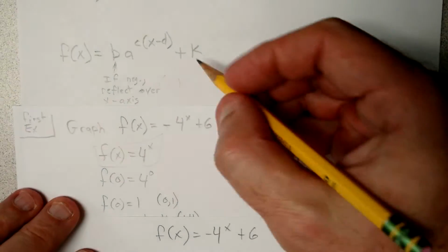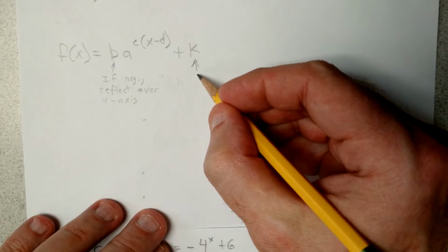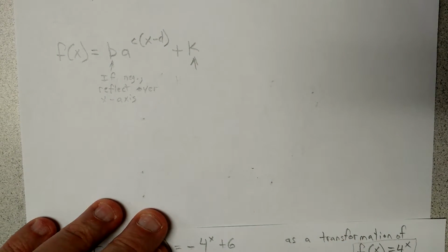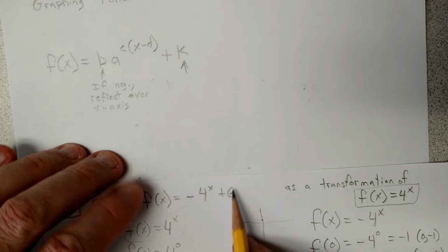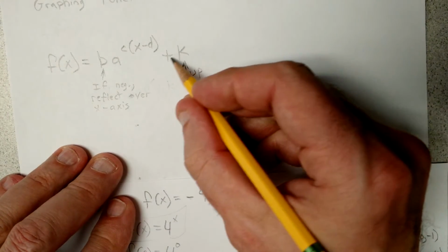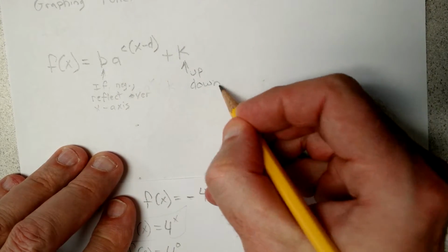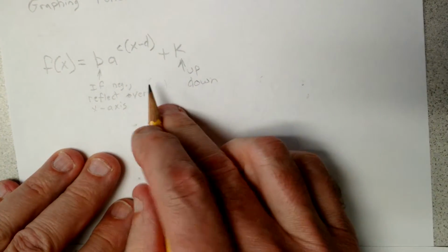So what's happening when we have a plus k? This is going to be the k in this big honking thing here. When we have a k, since we have a positive in our function, it's going to go up. Now, if this was a negative k, it would go down. So it would go either up or down. It just depends.